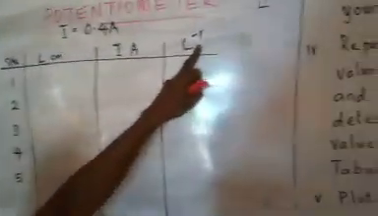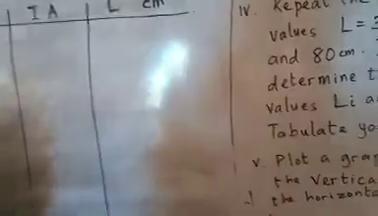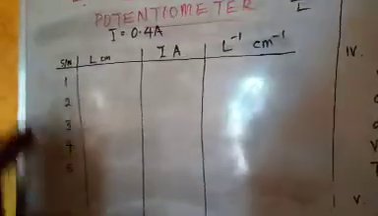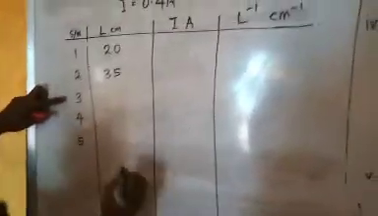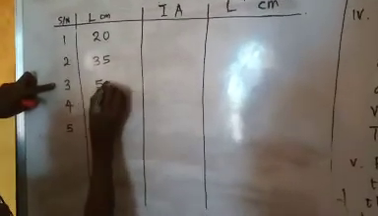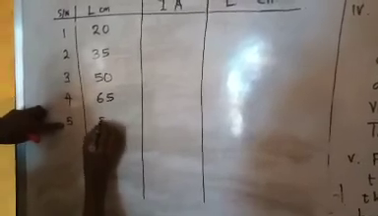What will be this value? This value will be inverse of centimeter here, per centimeter. Now the first one is 20. The second one is 35. The third one is 50. The fourth one is 65. The fifth one is 85.